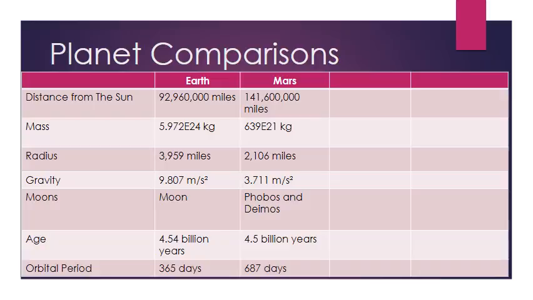The moons of the Earth are one, as we all know, whereas Mars has two moons, Phobos and Deimos. The age of the Earth is 4.54 billion years, whereas the age of Mars is around 4.5 billion years. The orbital period, which is a year, for the Earth is 365 days, whereas for Mars it is 687 days.